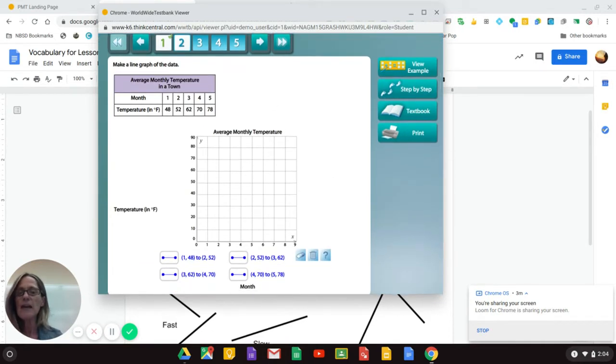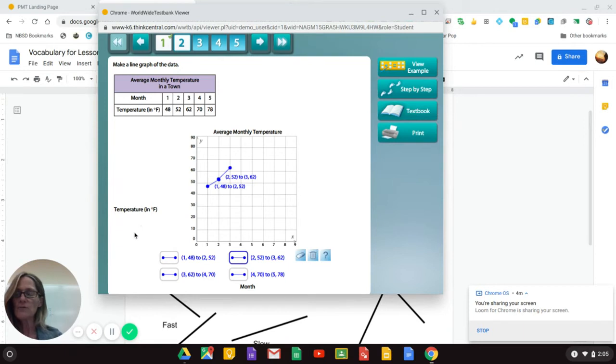Okay, here's the next question. They want us to make a line graph out of this data. It gives me these points, 1, 48 to 2, 52. So I click here, I come to 1 and 48, which is just below the 50, and I'm going to click and drag it to the 2 and 52. I'm making my chart. The next one starts at 2 and 52 and goes to 3 and 62. So I'm going to click here and drag it over to 3, and 62 is just a little bit above 60.